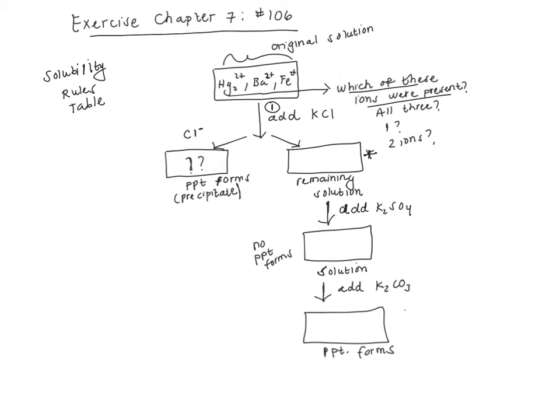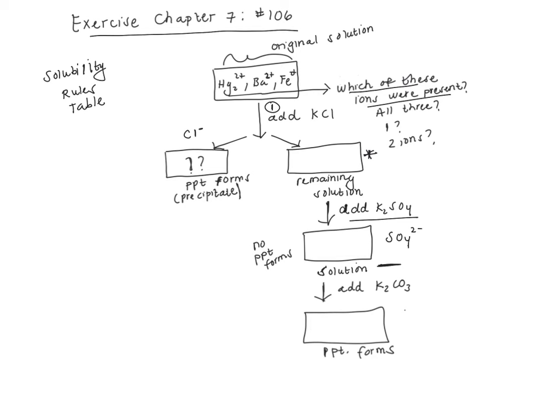after the first step. And into this remaining solution, you added potassium sulfate. Okay, so when you added the potassium sulfate, no precipitate formed, and you had another solution. So which of the remaining ions does not form a precipitate with sulfate? Right, because we're looking for an aqueous solution.